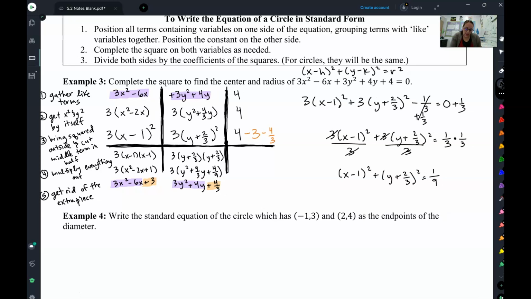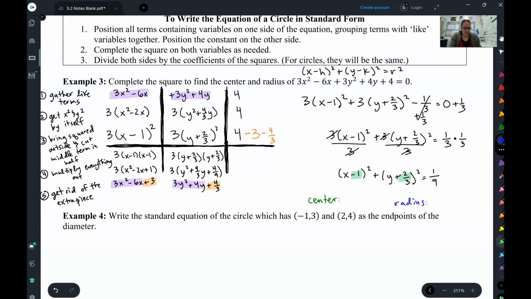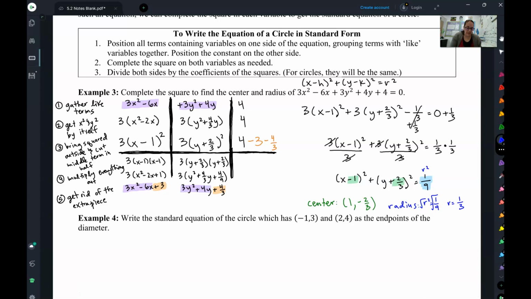Now that looks like a circle. So we can see our H and our K for our center. And we can see our radius right there. Now, remember for our center, we flip the signs. So this is going to be +1, -2/3 is our center of our circle. And remember that this is r squared. So r squared equals 1/9. So I'm going to square root that. I'm going to square root 1/9 in our calculator to get that r, our radius, is 1/3. So this is a very little circle. Has a radius of only 1/3. Very small. But that is how we complete the square.